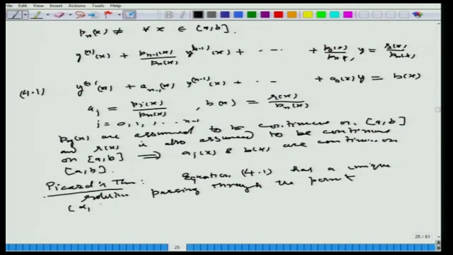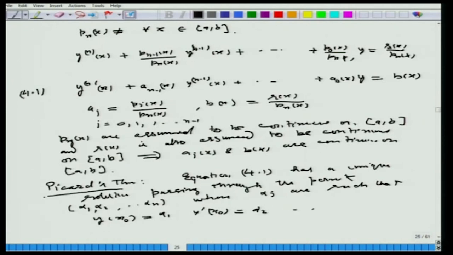alpha 1, alpha 2, up to alpha n, where the alpha j's are such that y at x0 equal to alpha 1, y prime at x0 equal to alpha 2, and up to y^(n-1) at x0 equal to alpha n. Here x0 is a point in (a, b). So that is Picard's theorem. How do we see this?